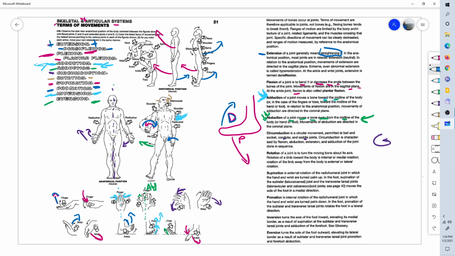This is also known as radial deviation. Why? Because the wrist is deviating towards this bone right here, which is called the radius, radial deviation. This is called ulnar deviation. Why? Because the wrist is deviating toward the side of this bone right here called the ulna. So this is ulnar deviation.